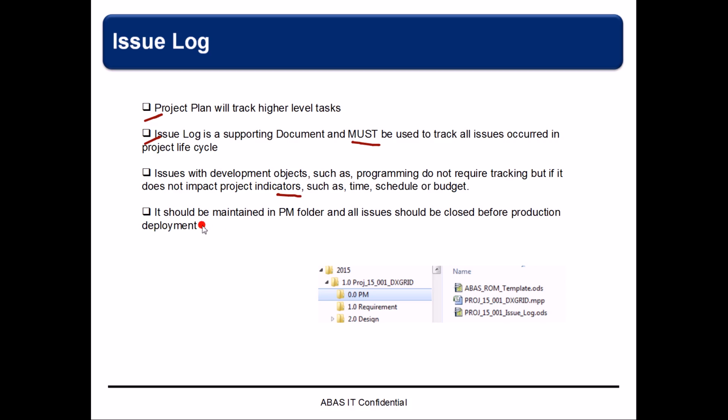And the issue log has to be maintained in the PM folder, and all issues should be closed before production deployment. So any issues that are open, whether it's business issues or application function issues or any other issues, have to be closed, because this issue log tells us at a given point in time where we stand with respect to a project. This, along with the project plan.